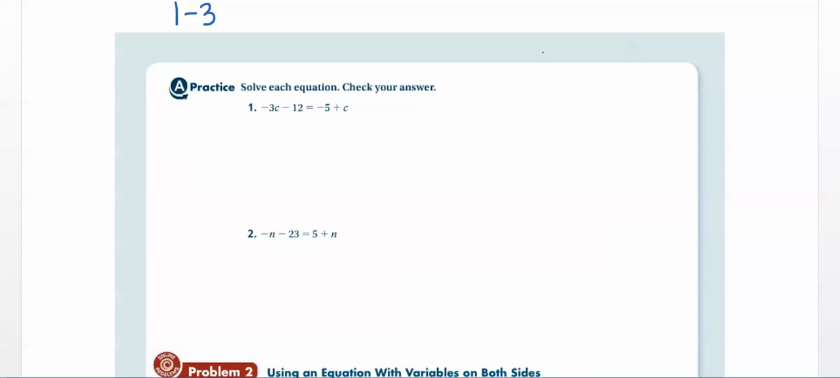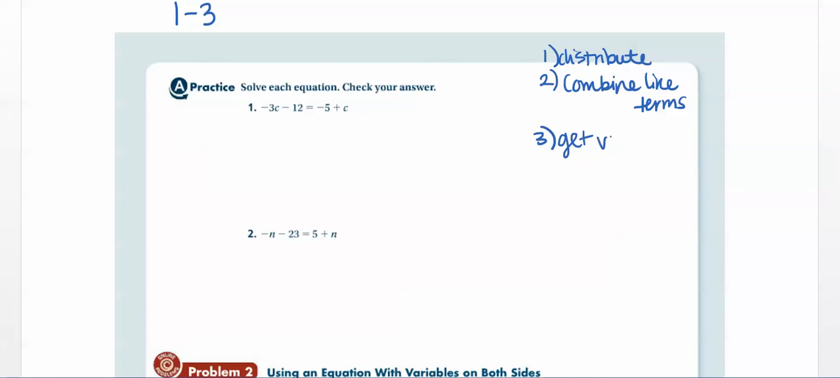So remember our steps. First, distribute. Second, combine like terms. Then third, this is the important one for these problems here, and that is to get variable onto same side.